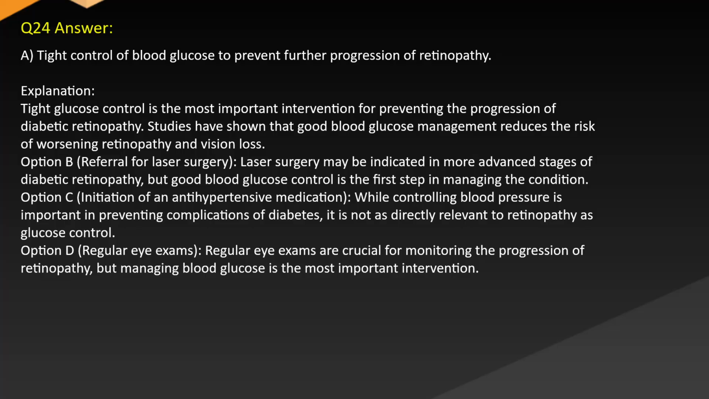Option C. Initiation of an antihypertensive medication. While controlling blood pressure is important in preventing complications of diabetes, it is not as directly relevant to retinopathy as glucose control. Option D. Regular eye exams. Regular eye exams are crucial for monitoring the progression of retinopathy, but managing blood glucose is the most important intervention.